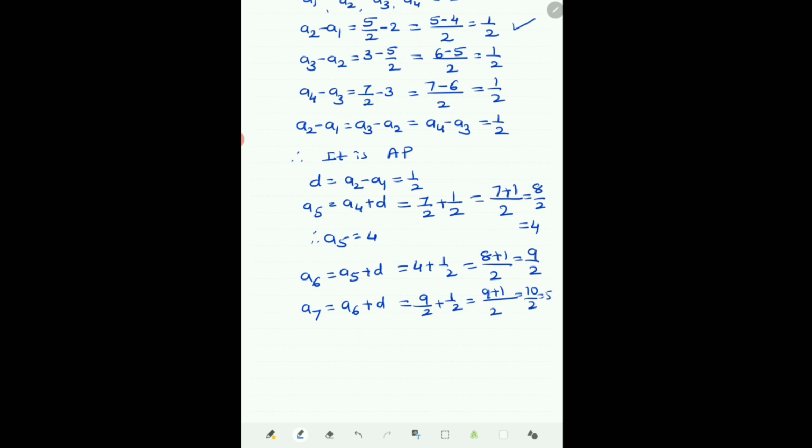So the next 3 more terms are 4, 5. Next A6, that is 9 by 2. Next it is 5.